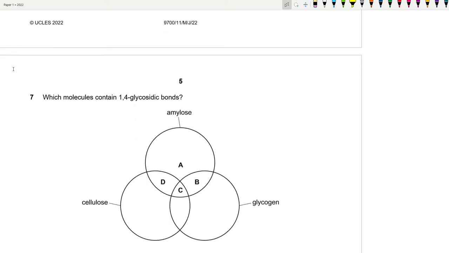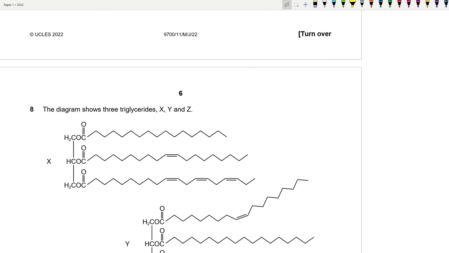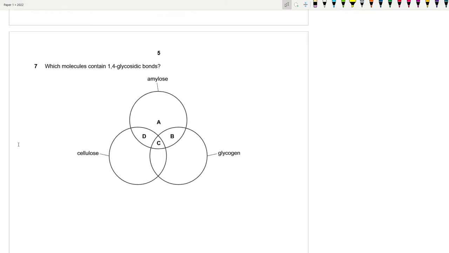All right. Number 7. Wait, what? The options haven't loaded here actually. Weird.